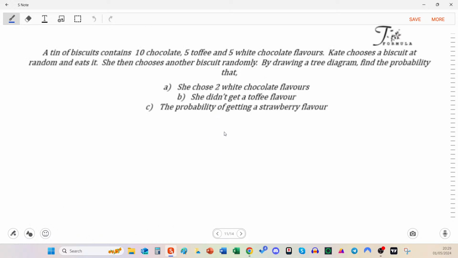Okay, let's get to the top of this. A tin of biscuits contains 10 chocolate, 5 toffee, and 5 white chocolate flavors. Kate chooses a biscuit at random and eats it. Oh, of course she does. She then chooses another biscuit randomly. By drawing a tree diagram, find the probability that... so what did she do, that Kate? She ate the biscuit, but in doing so, turned this question into a dependent question.